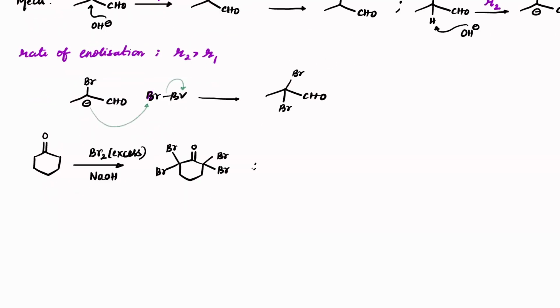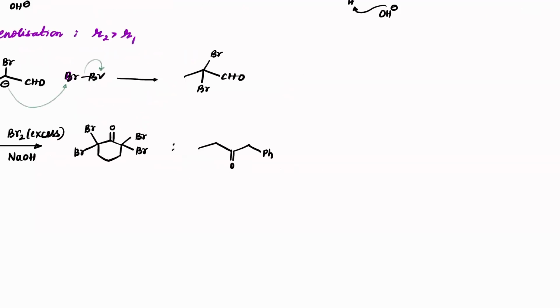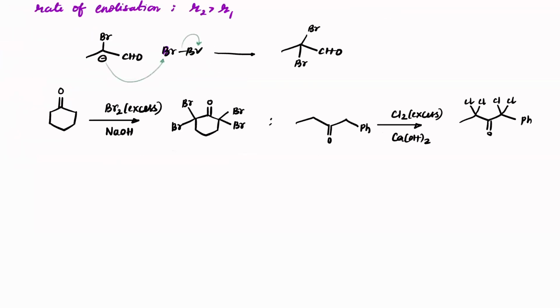So let me give you more compounds like that. Double bond O here and Ph here, like this. It doesn't matter if we have Cl2 in excess with, let's say, calcium hydroxide, like this. So here also, we'll first write the structure given, then replace all the hydrogens possible with chlorine. Here, this is the product you will get.